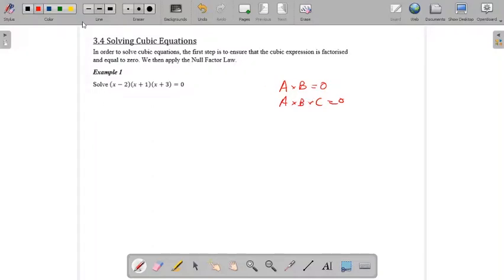That means that either x minus 2 equals 0 or x plus 1 equals 0 or x plus 3 equals 0. For this to be true, x equals 2, for this one x would equal -1, and this one x equals -3. So these are our 3 solutions to this cubic equation.